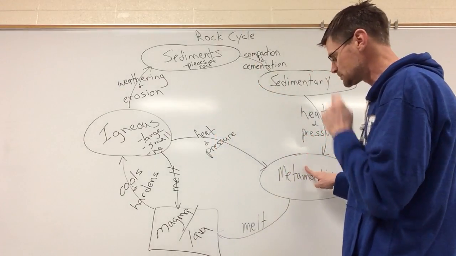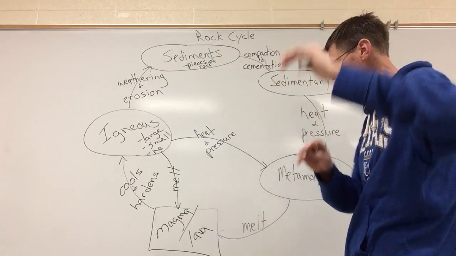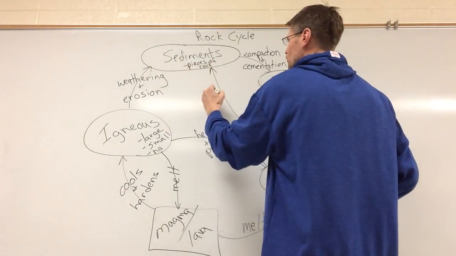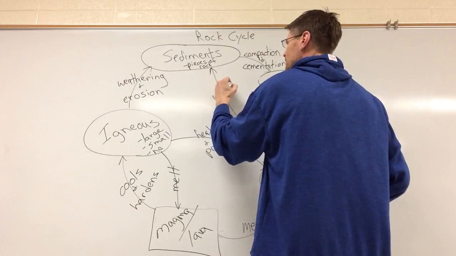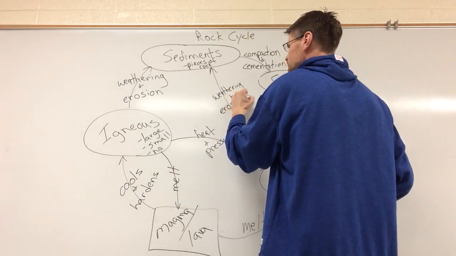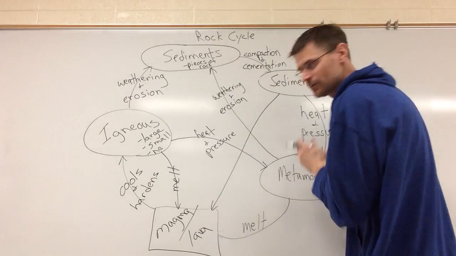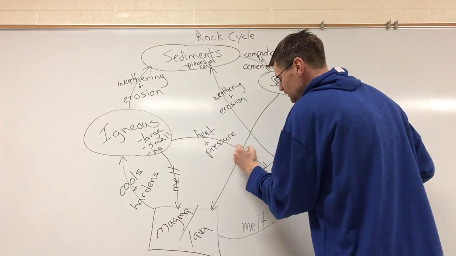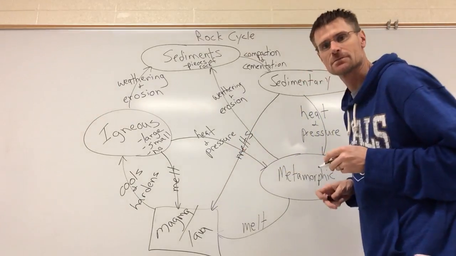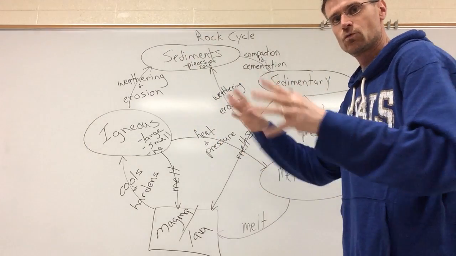Okay? Maybe this metamorphic rock that's buried deep in the earth for whatever reason gets thrust out onto the surface of the earth. Therefore, it starts to get subjected to weathering and erosion and becomes sediment. Okay? Maybe this sedimentary rock gets shoved down deep in the earth, not enough pressure, so instead of becoming a metamorphic like it did over here, it melts and becomes molten rock. Okay? So location is going to determine where this all happens.